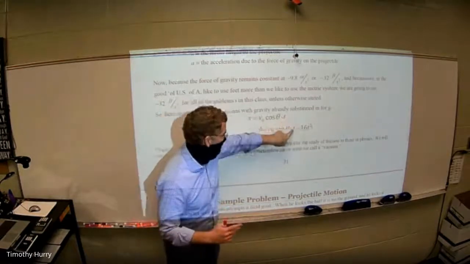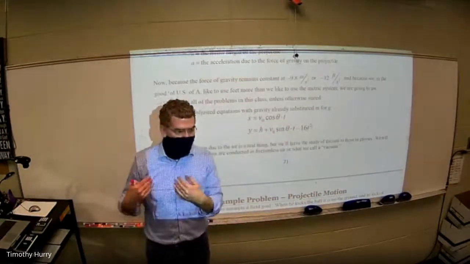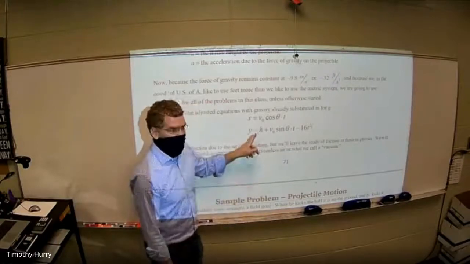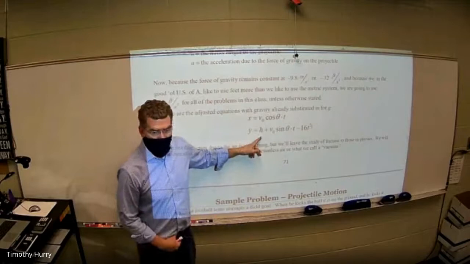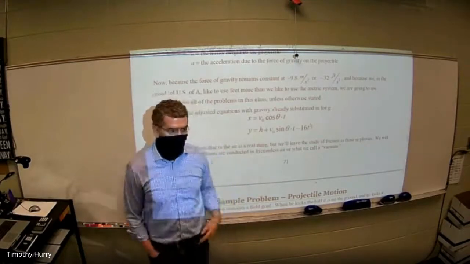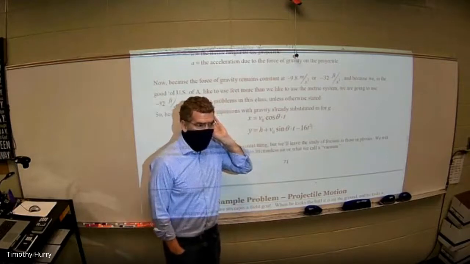T, there, and there, that's your time element. That's how long you have been going at any particular point. H is your initial height, right? And then finally, what do X and Y represent? Say it again. Final X position and final Y position.